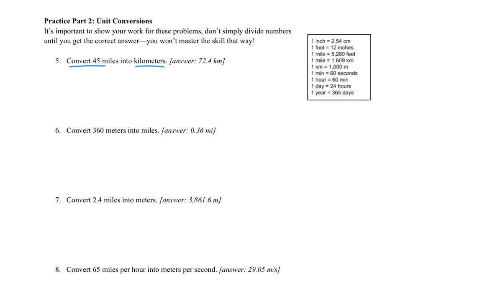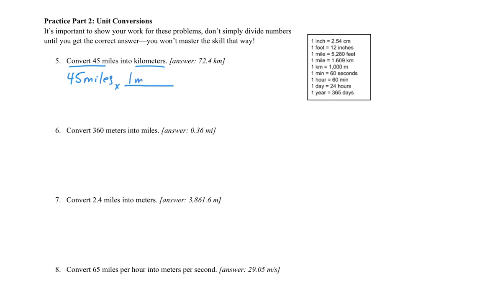Okay? So we're going to convert 45 miles into kilometers. We're going to start just like we did in the last problem, and we're going to write 45 miles. That's what we want to convert. So then we've got our times on our little line, and we're going to do this all in one step. Now we've got to come up with a conversion that goes from miles to kilometers. So I'm going to look over here, and I see I've got a direct conversion. 1 mile is 1.609 kilometers.